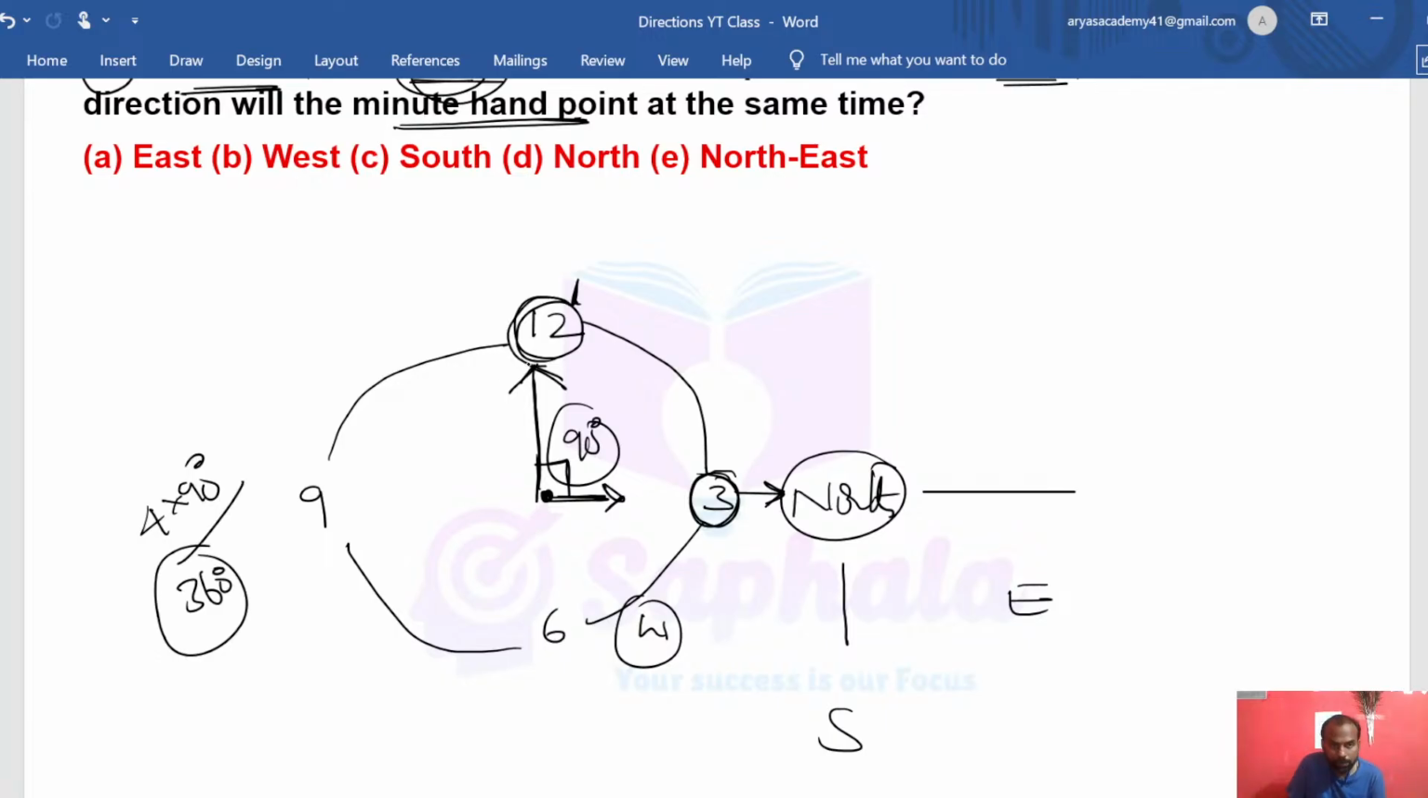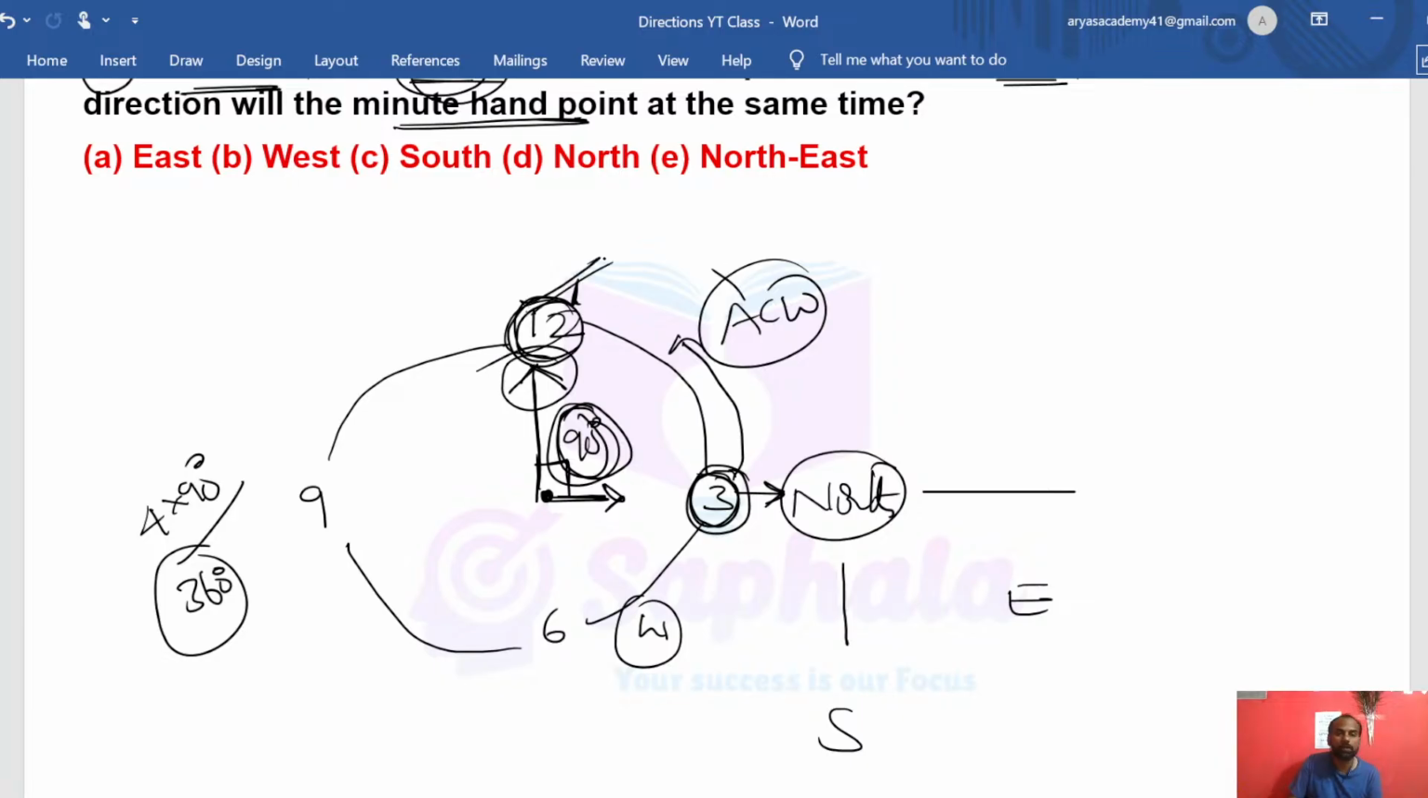So now the angle between 12 and 3 is how much? Exactly 90 degrees. From 3 to reach 12, you have to go this way. That is what? Anti-clockwise direction. So I have to rotate 90 degrees anti-clockwise to reach the minute hand or to reach the number 12. So now I am at north. Normally these are the directions: north, east, west, south, northwest, southwest, southeast, northeast. Now I am at north, that is at number 3.